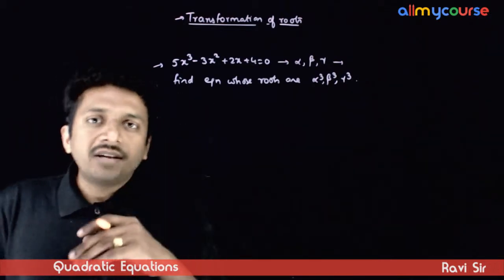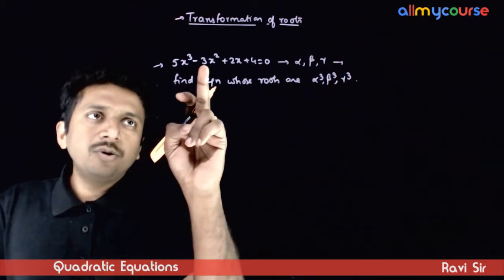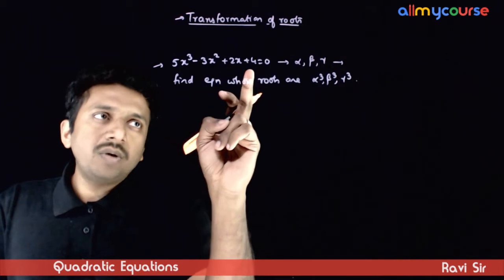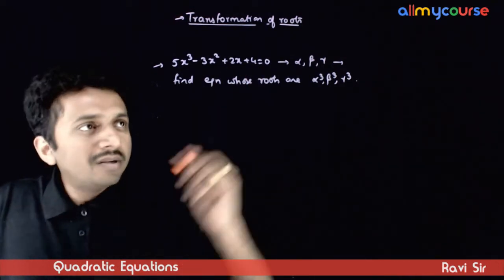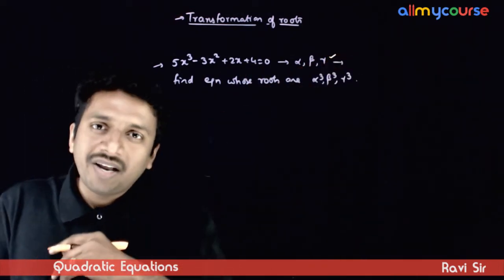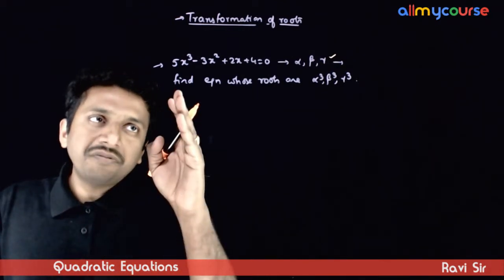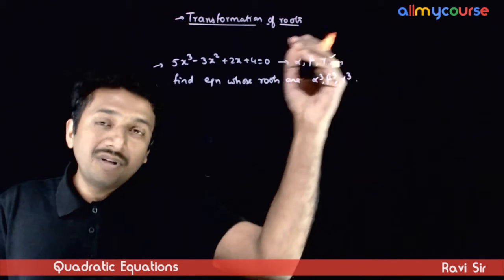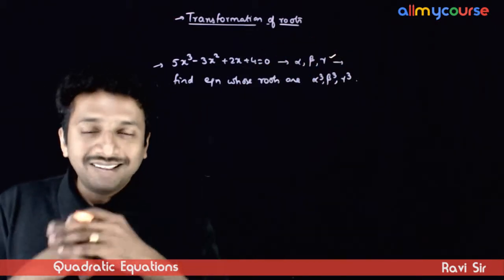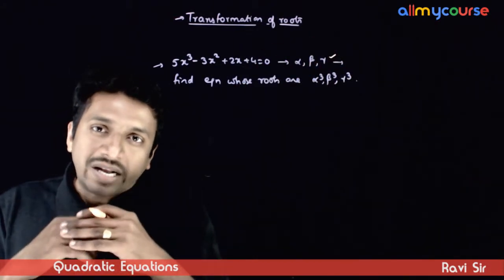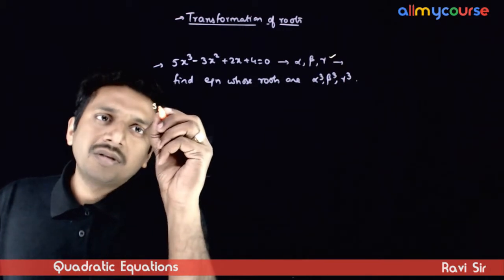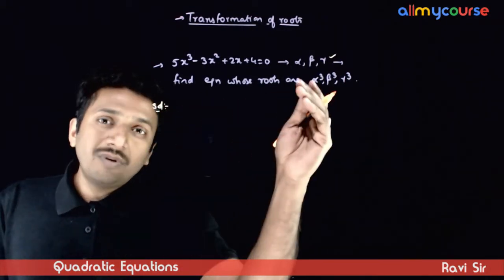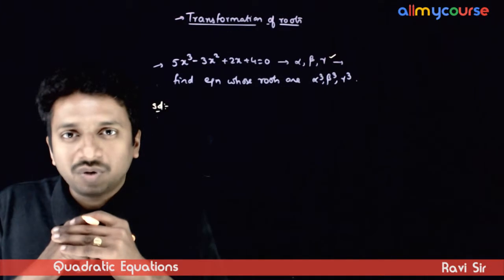So let us take another example. 5x³ − 3x² + 2x + 4 = 0. The roots are alpha, beta and gamma. You're asked to find an equation whose roots are the cubes of the roots of this equation. Again, this is a very standard question on transformation of roots. So I want an equation whose roots are the cubes of the roots of the original equation.